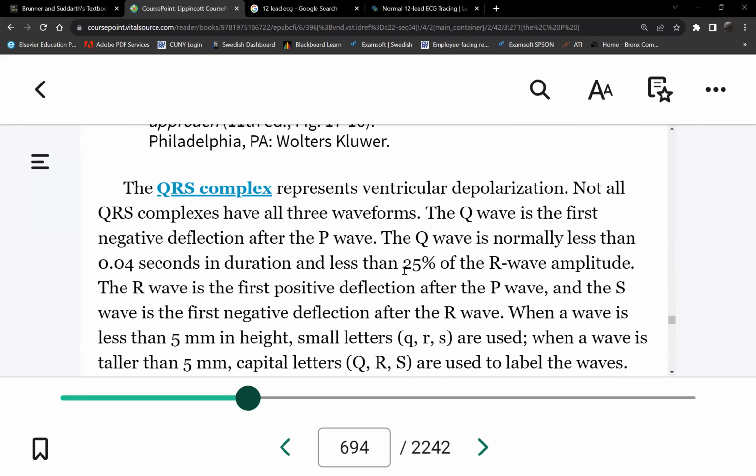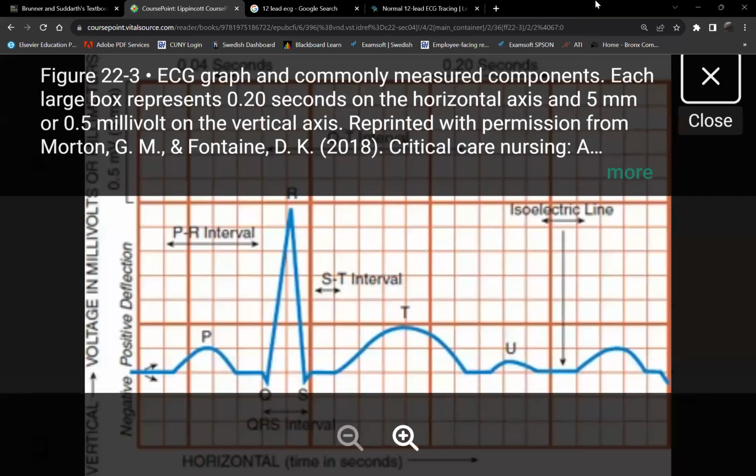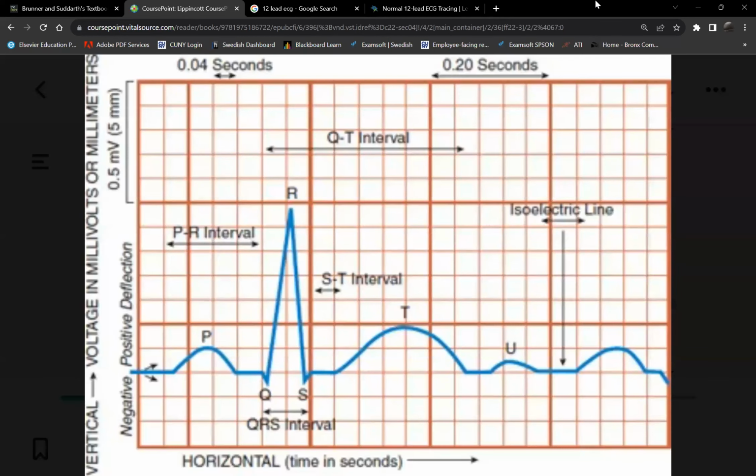Okay. So the PR interval is measured from the time of atrial depolarization, right? So it measures the P wave itself up to right before the ventricles contract. Ventricular contraction is the QRS complex. So it measures from here to here, right? That's your PR interval right here.